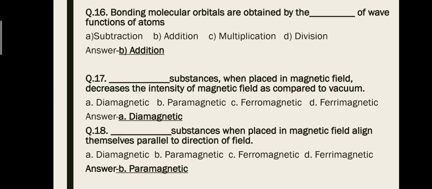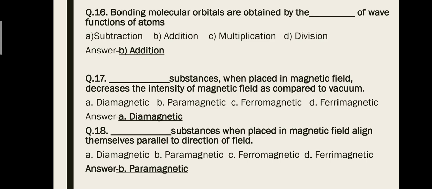Question number 16. Bonding molecular orbitals are obtained by blank of the wave functions of atoms. Options are A. Subtraction, option B. Addition, option C. Multiplication, option D. Division. The correct answer is B. Addition.